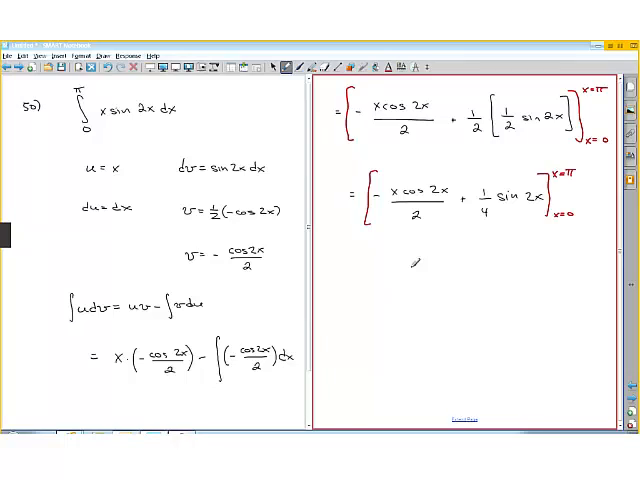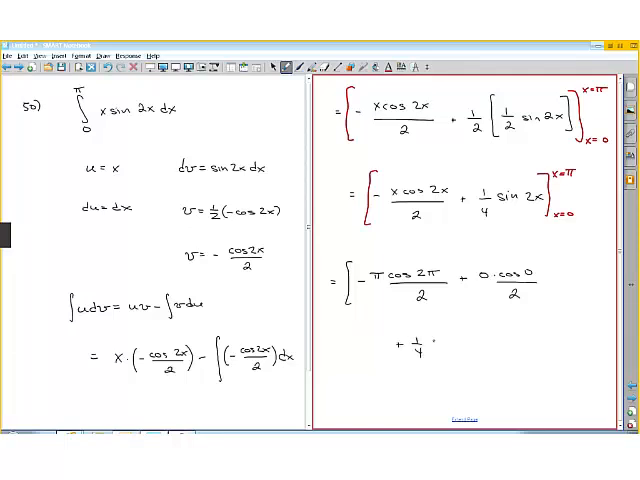So now we just have to evaluate these at the upper and lower limits. So let's go ahead and do that. What I'm going to do is evaluate this at the upper limit and subtract it at the lower limit. We'll have negative pi times the cosine of 2 pi divided by 2, so that's the upper limit. We subtract it at the lower limit, which will be 0 times the cosine of 0 divided by 2, which of course is going to be 0.